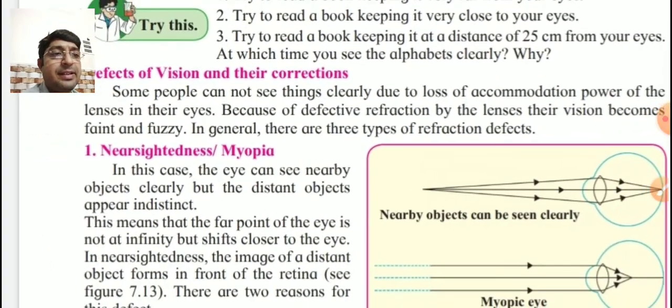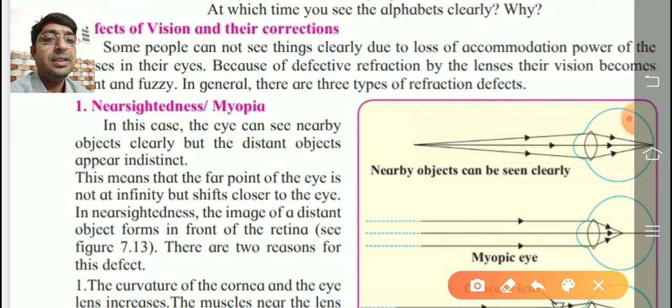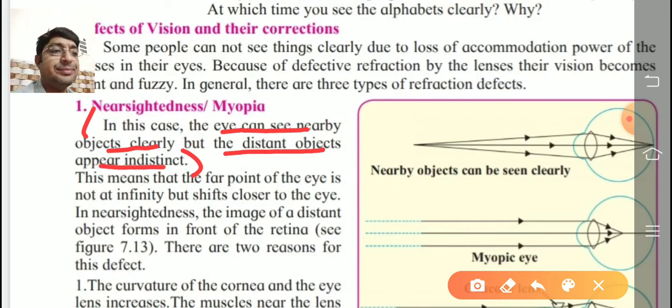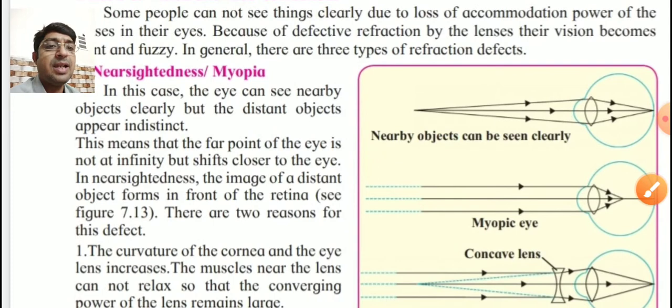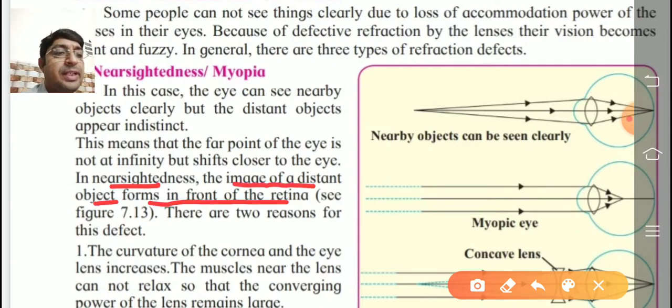First one, nearsightedness. What is nearsightedness or myopia? Mark the definition or meaning. In this case, I can see nearby objects clearly, but distant, meaning far, objects appear indistinct, not clearly. This means that the far point of the eye is not at infinity but shifts closer to the eye. In nearsightedness, the image of a distant object forms in front of the retina. Check here.